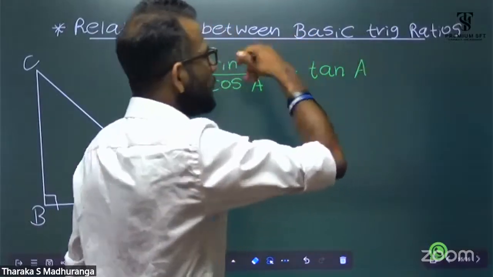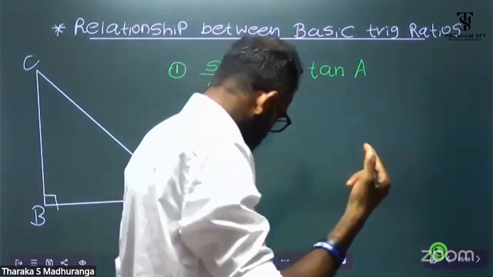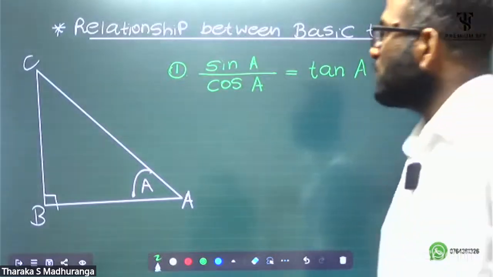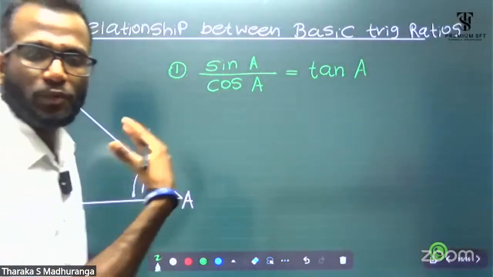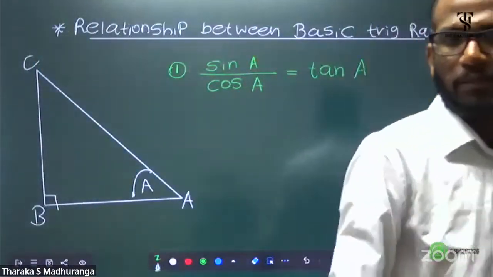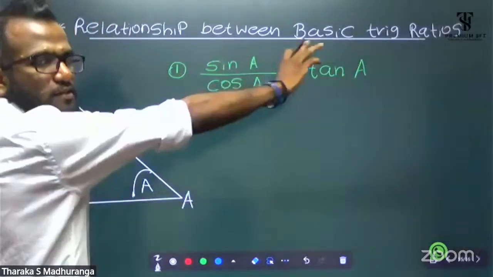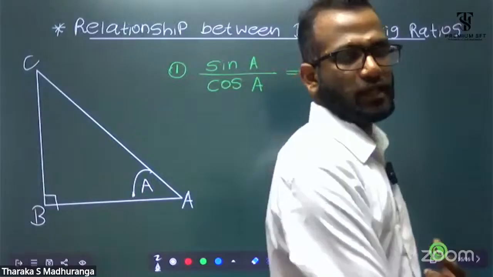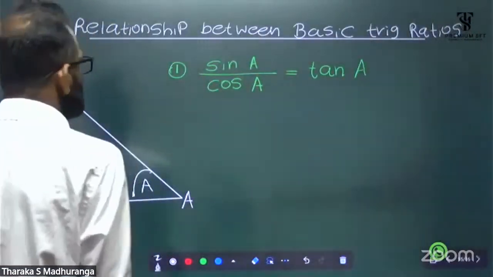Can you believe this? If you divide sine A by cos A, always our answer is tan A. Now I want to prove this. It's an actual thing. Sine A over cos A equals tan A. Okay, see this.